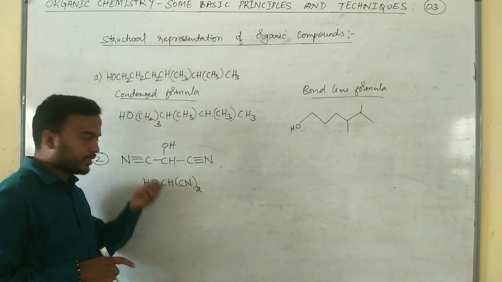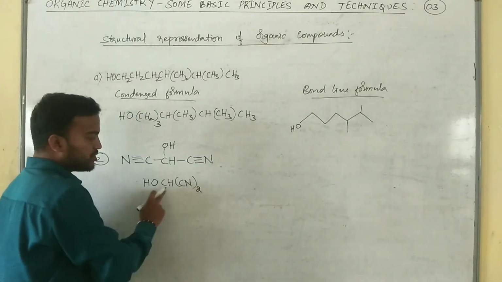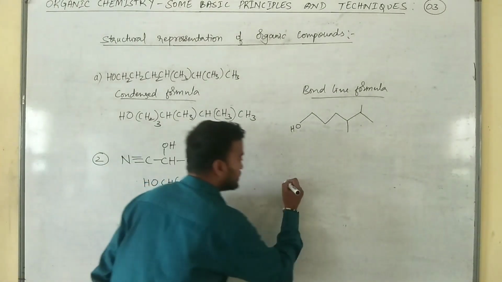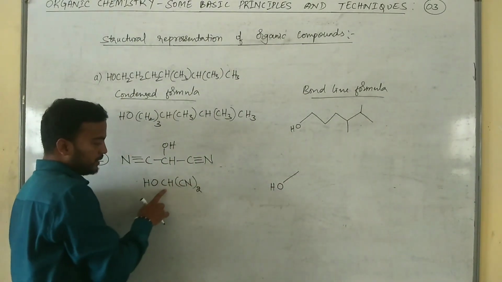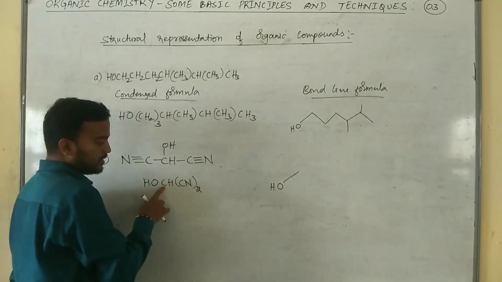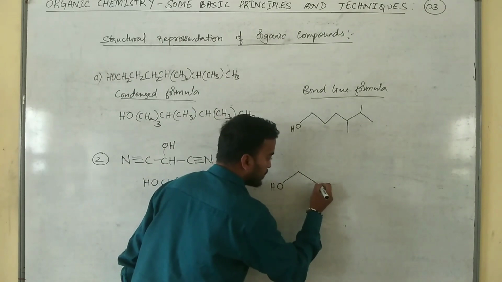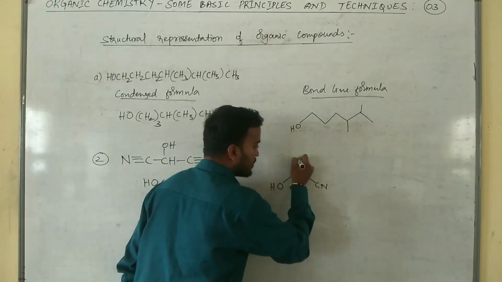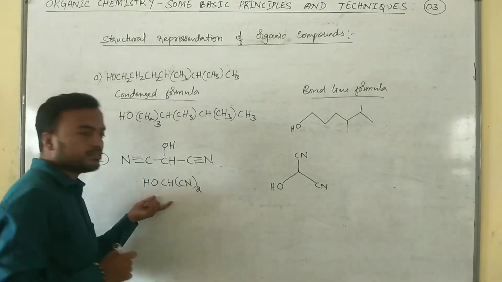Now we have to write the bond line formula for this compound. OH, CH, CN twice. I will write OH the same way. Then CH is already there. OH CH. This carbon atom is bonded to 2 CN groups. One CN and one more CN group. So this is the bond line formula for this compound.